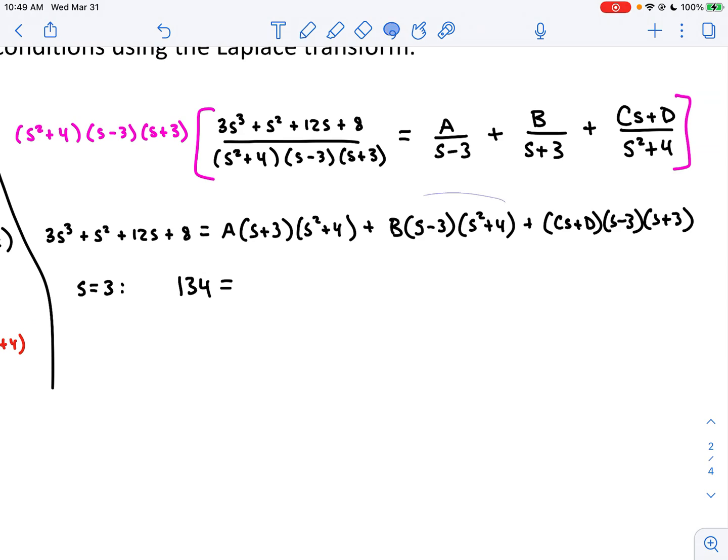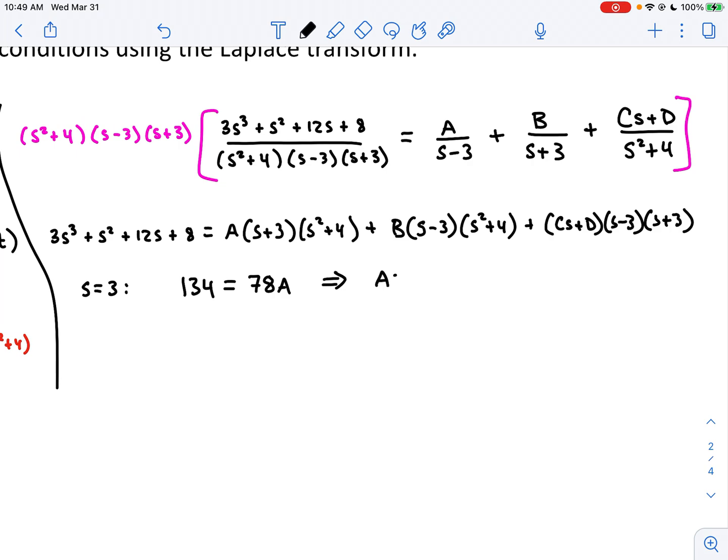And s equals 3 is going to cancel these terms over here, leaving just the a term. So that's going to give me 3 plus 3 is 6, and then 3 squared plus 9 is 13, and 6 times 13 is 78. So we get 78a. This tells me that a is 134 over 78, which reduces to 67 over 39.